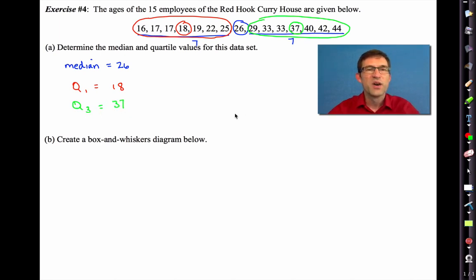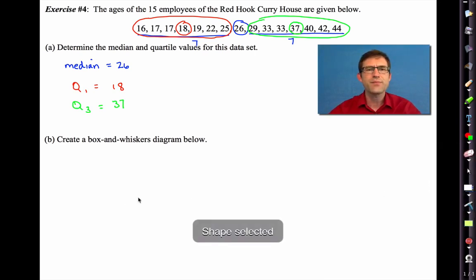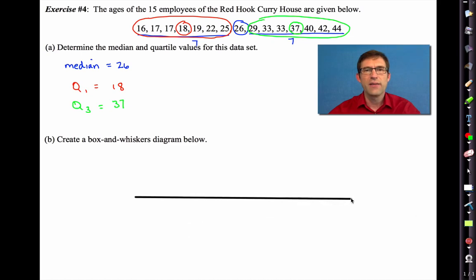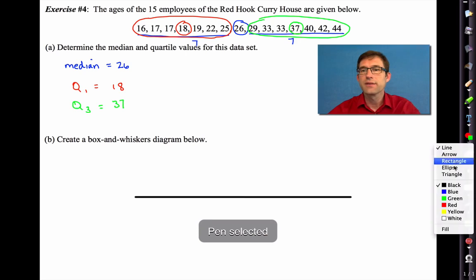All right. Ooh, letter B, create a box and whiskers diagram. And they didn't even give me any number line. So for this, we're going to really free form. Let's draw out a line. Now what do we have? We've got data that goes from 16 up to 44. All right? So, well, actually, maybe I'll go back to this again.